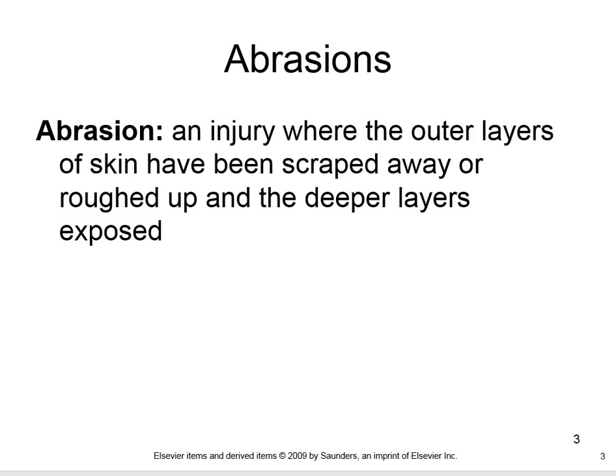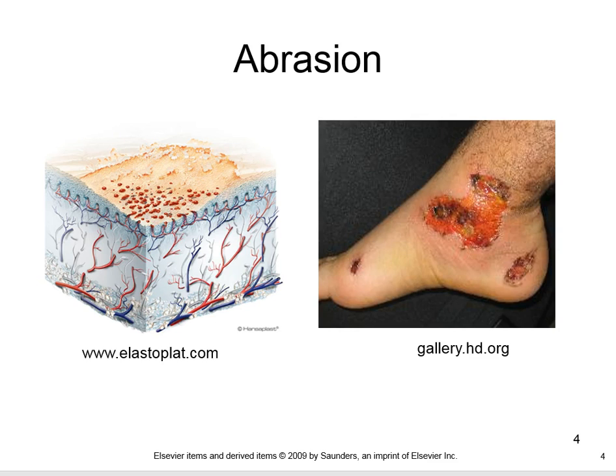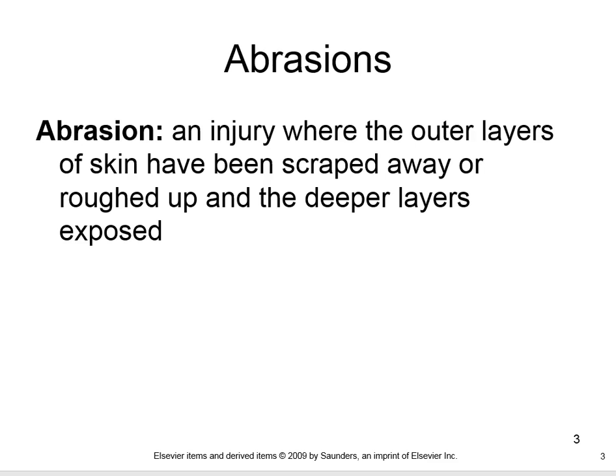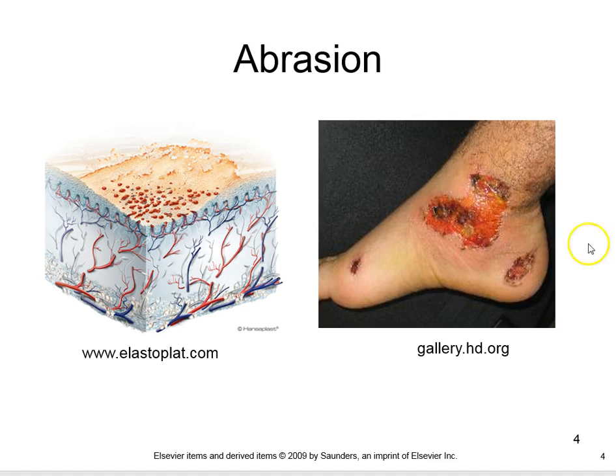Okay, so we're going to be talking about some open traumas. The first one is an abrasion. This is an injury where the outer layers of the skin have been scraped away or roughed up and the deeper layers exposed. They're also called friction burns, floor burns, rug burns, or road rash. Now we get the picture. Okay, so there's an abrasion. See, it's abraded away.